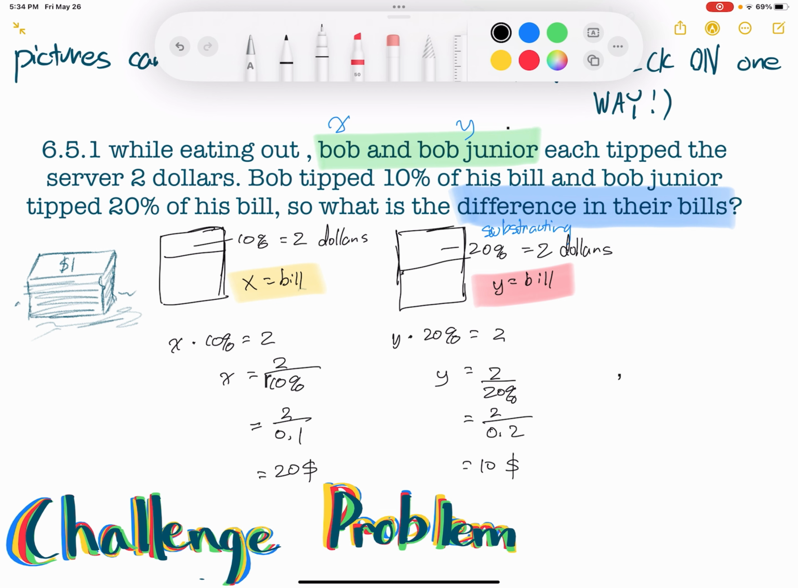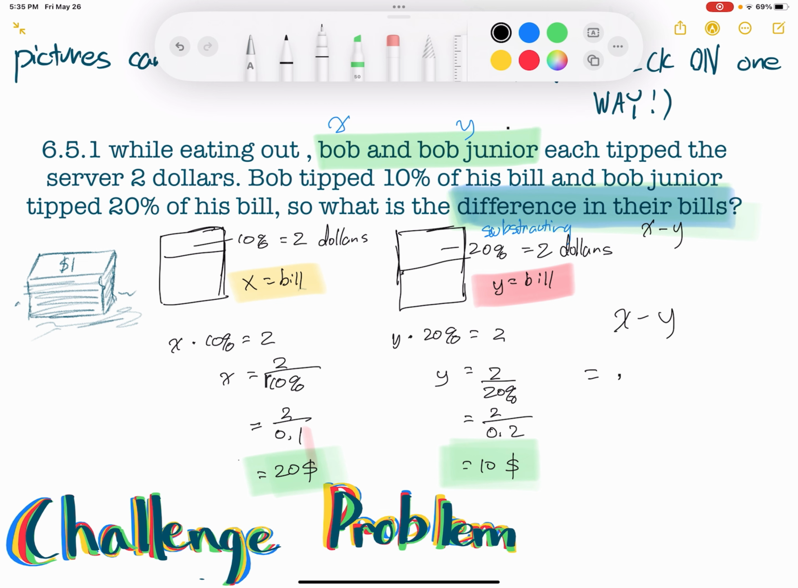Now we have both the answers. We shall be solving for the difference in their bills. The difference in their bills means the biggest minus the smallest, or you can do the smallest minus the biggest, but make sure to use absolute value, which is the distance from 0. So the distance in bills would be Bob minus Bob Jr. Let's put that down and plug in.